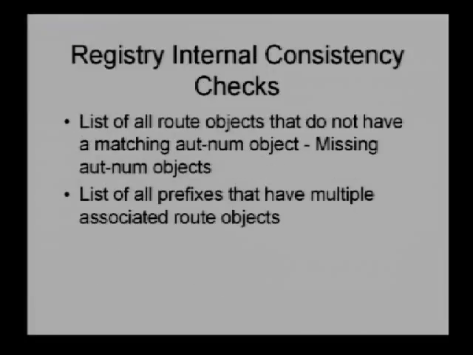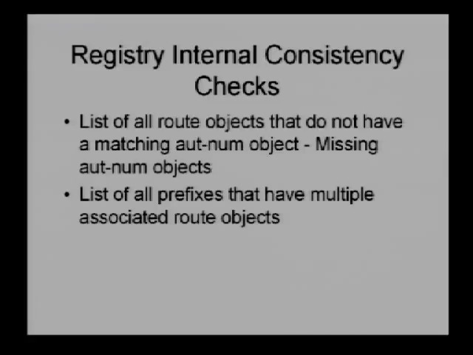What are some of the internal consistency checks that we perform? Here are two examples of what we've implemented so far. We generate lists of all route objects that do not have a matching origin AS number object. Then we make a recommendation through a drop-down list saying, hey, you don't have a corresponding object which we think you should have, would you like to add it now? Another example is that we generate lists of all prefixes that have multiple route objects. Now, this may be something that you intended, but more than likely you probably didn't. And we give the user the option of going ahead and deleting the redundant route object.